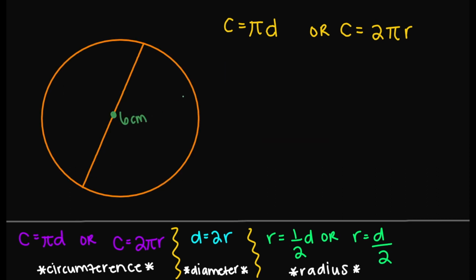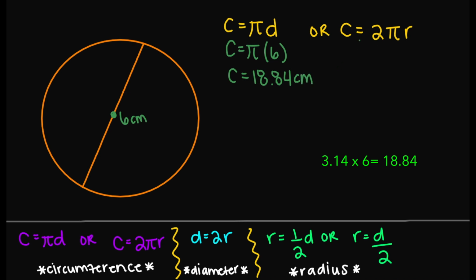Let's look at this example here. If I have to find the circumference and my diameter is 6 centimeters long, I'm going to use this formula here. C equals pi times my 6 centimeters. This is going to equal about 18.84 centimeters.